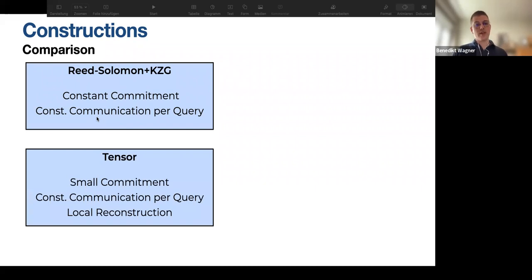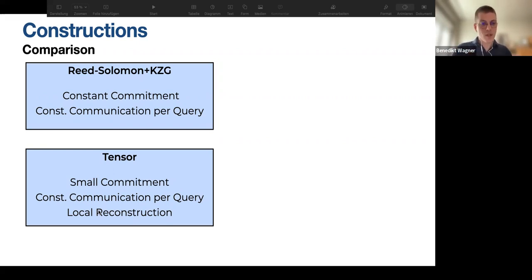Then if we look at this tensor construction, so the Ethereum construction, we still have these advantages. So the commitment is larger now. It scales with a square root of the data size. But we have an additional nice feature, which is that you can do this reconstruction in a local way, in a sense that you can take one row, reconstruct this row, and you don't care about the rest of the encoding.